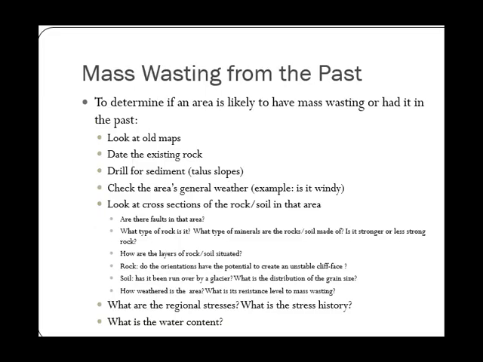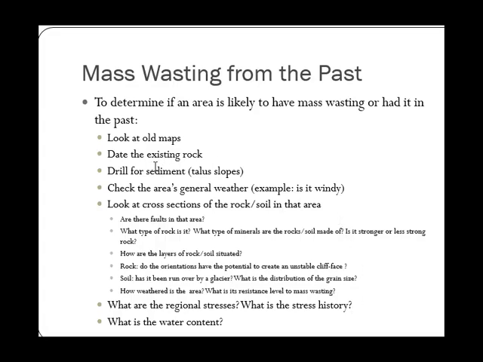And finally, what geologists very often do is they look to make a determination if an area is going to have mass wasting in the future or even had it in the past. If you look at old maps or date the existing rock, in other words, you can make a determination: was there mass wasting in this area? In other words, was this rock that's sitting here now at one point or another on top of that hill? If you look at an old map and you see this used to be a hill and now it's not a hill anymore, well, now you know there was some mass wasting, some gravitational flattening.